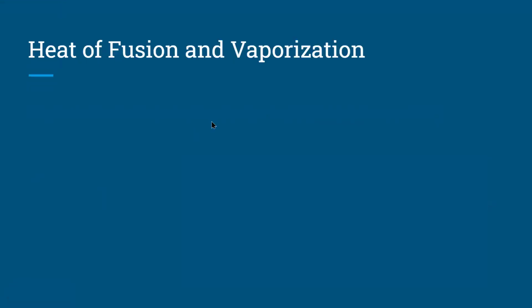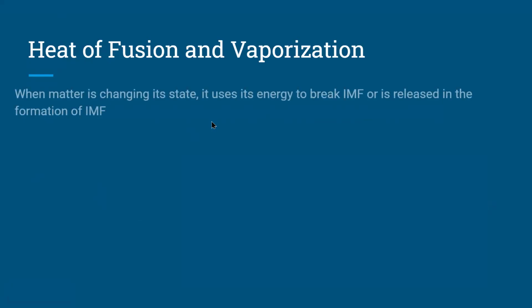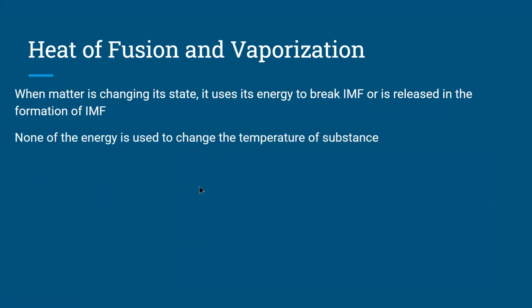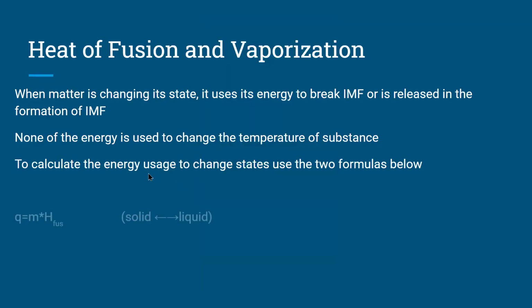We have this concept of heat of fusion and heat of vaporization. This is the energy required to change states of matter. And it's calculated based on how much energy is required to break intermolecular forces when we're going from a solid to a liquid or a liquid to a gas, or how much energy is released when we form intermolecular forces, like going from a gas back to a liquid or a liquid back down to a solid. So we use these two formulas. Now, here's the bummer.